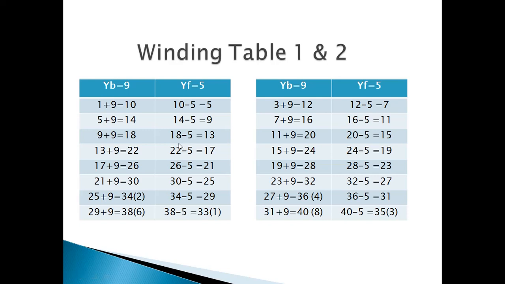It is not possible. Clear? So that's why I should write one more winding table which starts from the third conductor. Okay, so 3 plus 9 is equal to 12, 12 minus 5 is equal to 7. Keep on writing like this.